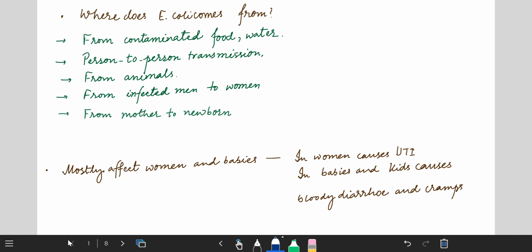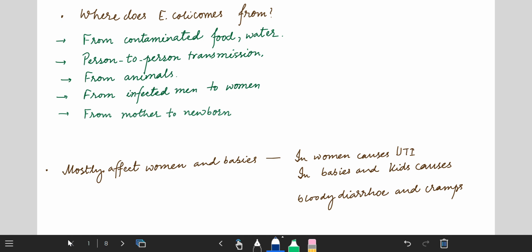Today's topic is about the morphology of E. coli, where it comes from, and how it affects human beings. So where does E. coli come from? Normally it is present in the gut of healthy human beings, okay?